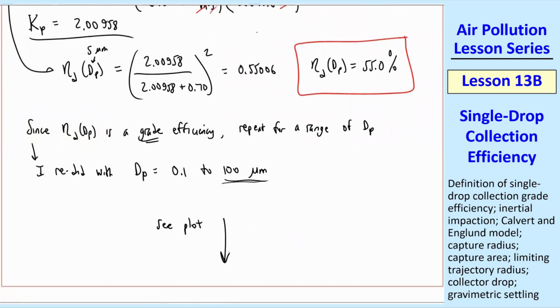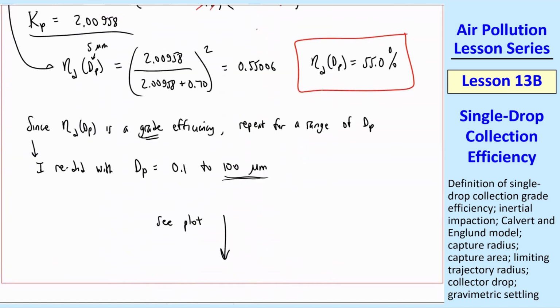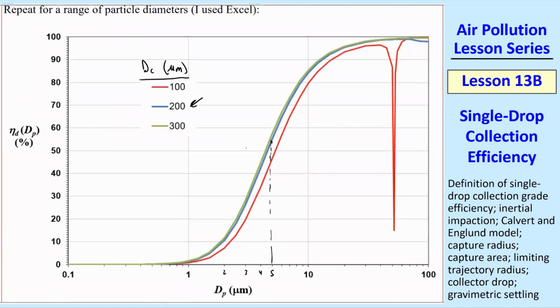I used Excel, and then I have the plot on the next page. I actually did 3 different collector particle sizes. These are the drop diameters in microns. So the 200 is the one that we did as our example. That's the blue curve. And just for a sanity check, here's my 5, and I go up to about 55, which agrees with my calculations. But I also did it for 100 and for 300 microns as the collector diameters.